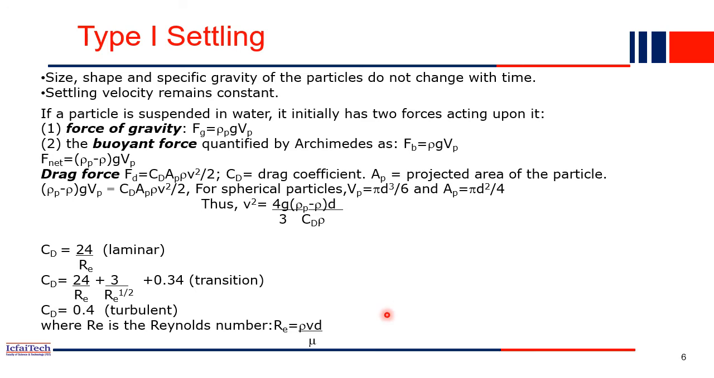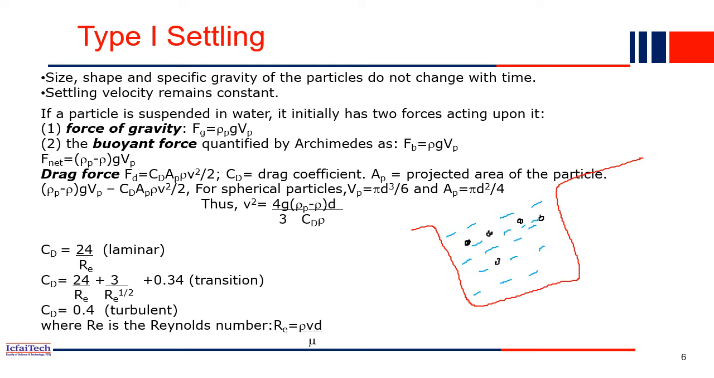So in type 1 settling, as I mentioned, let me draw it again, the sedimentation tank. This is the sedimentation tank, and the water is filled in the sedimentation tank. And then we have the particles. Particles means solid particles are present in the water. So these are the solid particles suspended in the water.